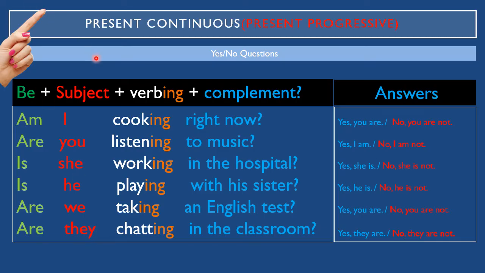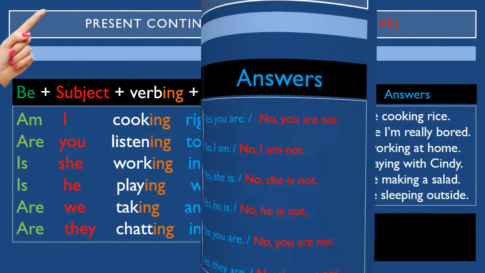So this is very easy. If you know how to create sentences, it's very easy for you to create yes/no questions, because we only change the position of the subject and the verb to be, and we finish with a question mark.